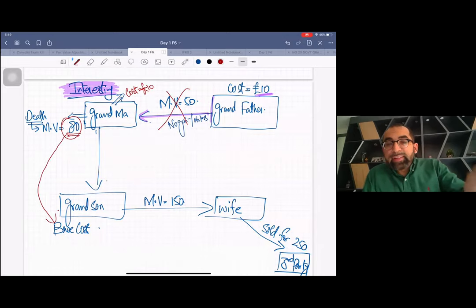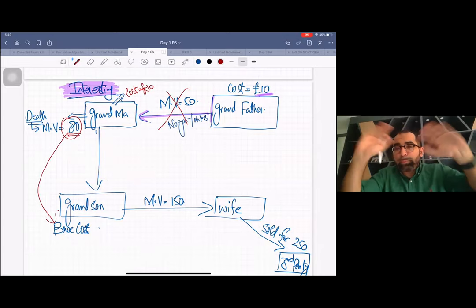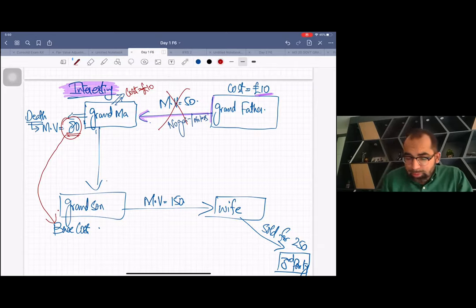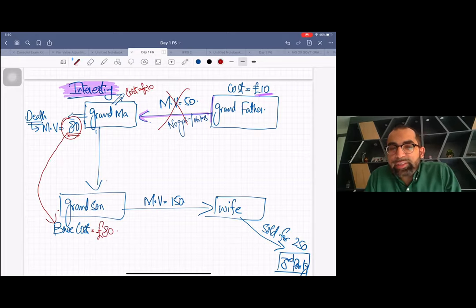And listen, the market value of this asset at the date of death will become the base cost for the grandson. So see, now the asset is finally transferred to grandson.